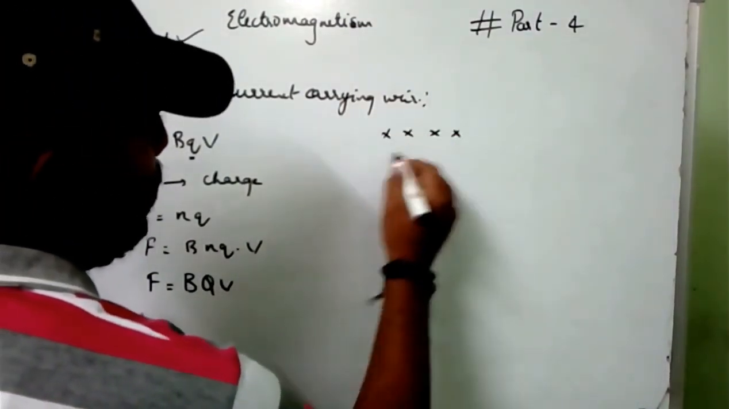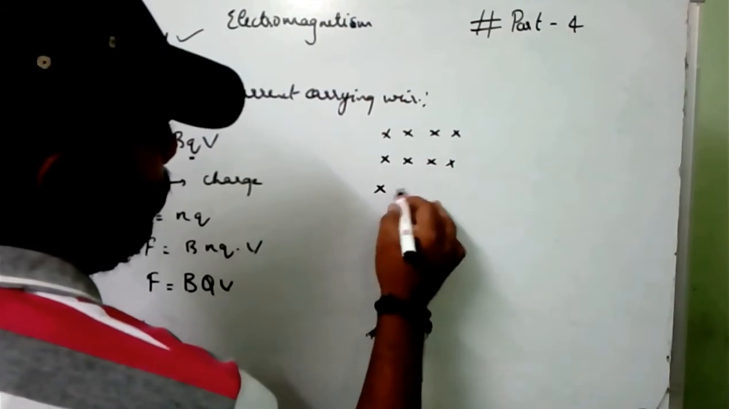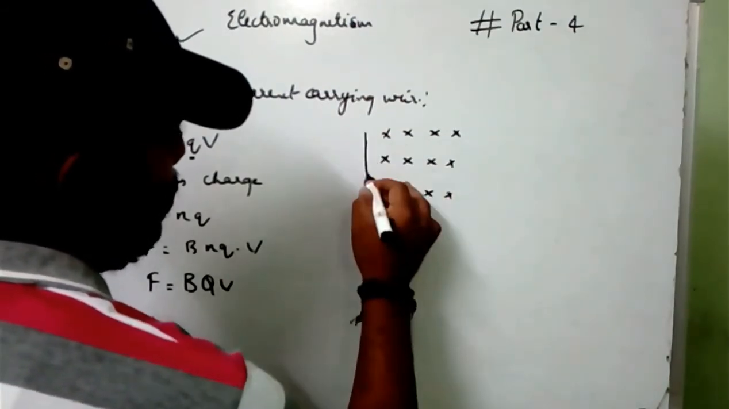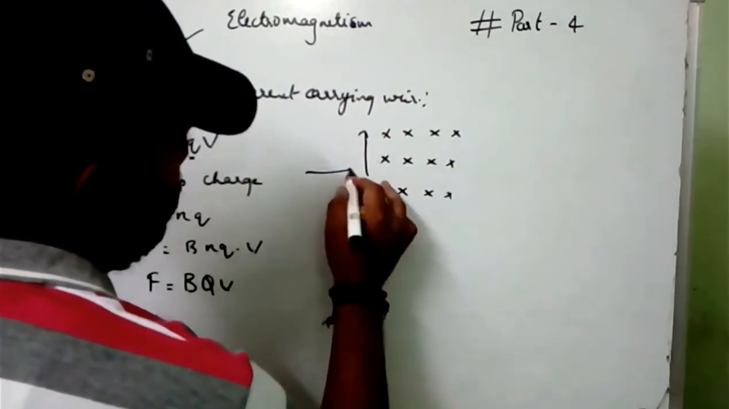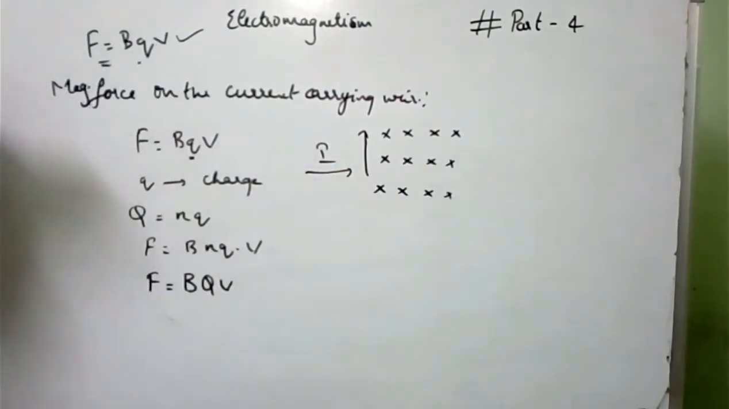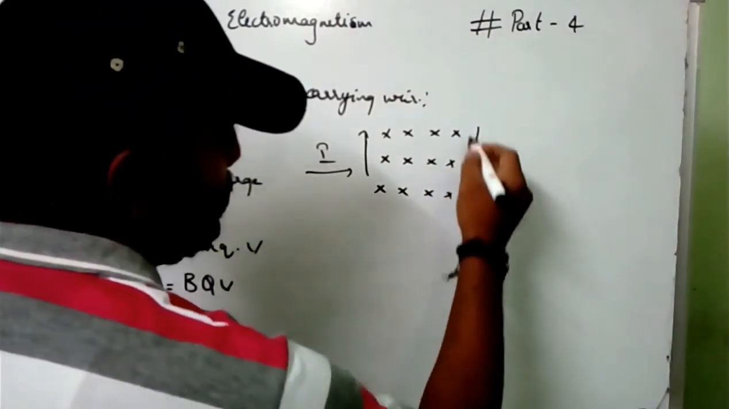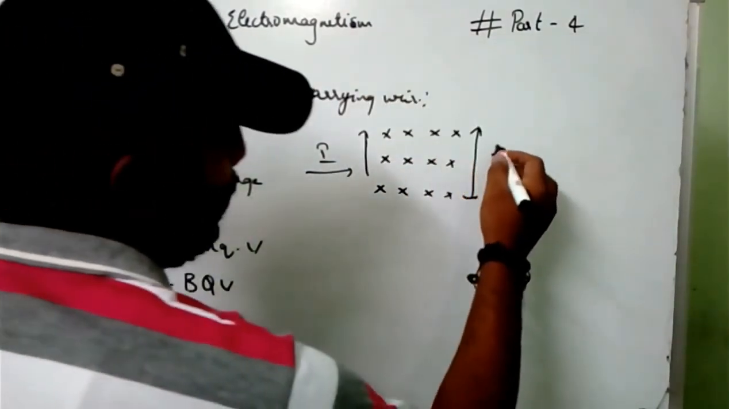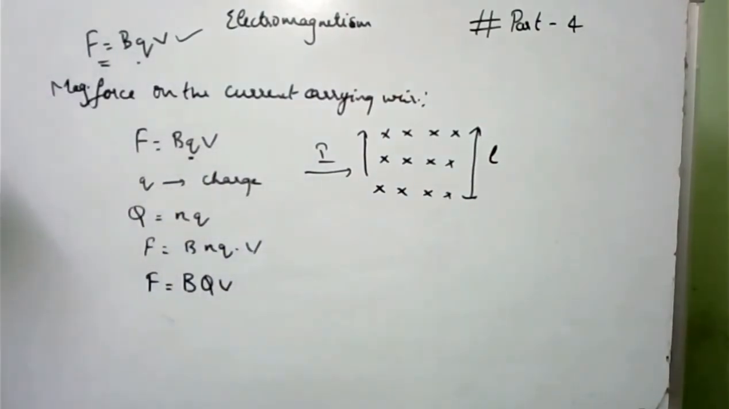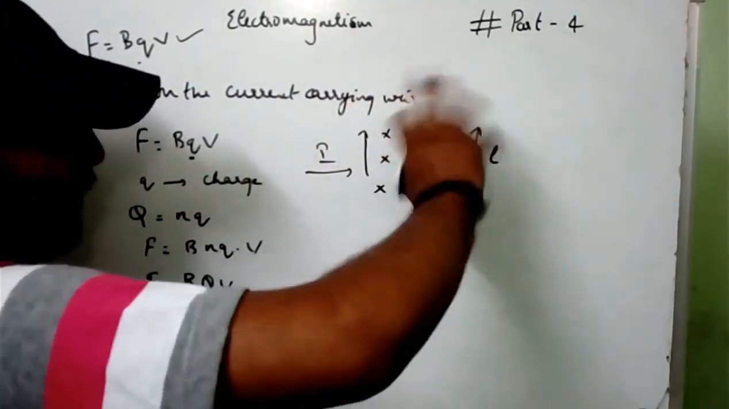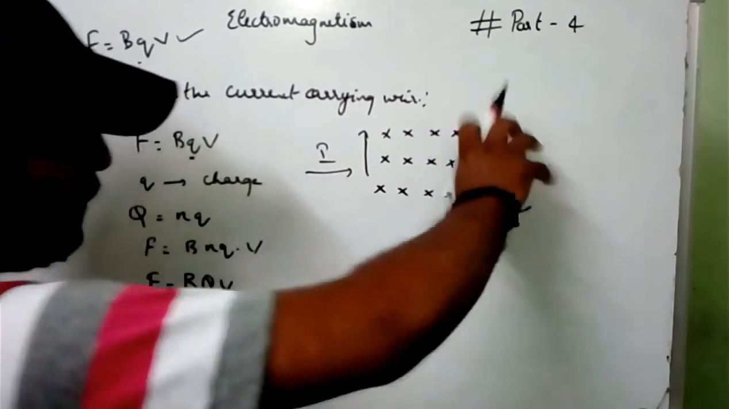Now think that this is our magnetic field, and the current is moving perpendicular to the magnetic field. Think about the distance over which the magnetic field is present. The length of the region where the magnetic field is present, I will take as L.